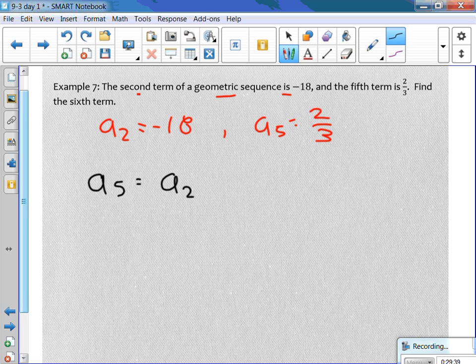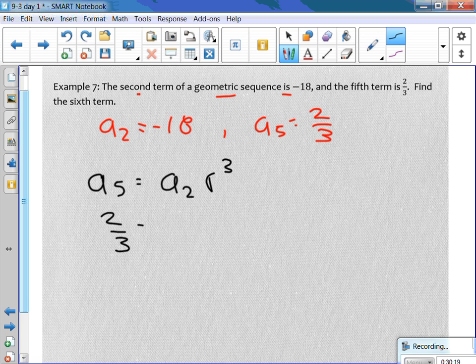So, what do I do from A2 to A3? How did I get from A2 to A3? By what? By the ratio. And to get from A3 to A4, what do we do? Multiply by r, and A4 to A5. So how many times did we do that? Absolutely. As Alejandro said, we multiply 3 times, or r cubed. So now we just plug in what we have, our A5. 2/3 equals negative 18 over r to the third times r to the third power.